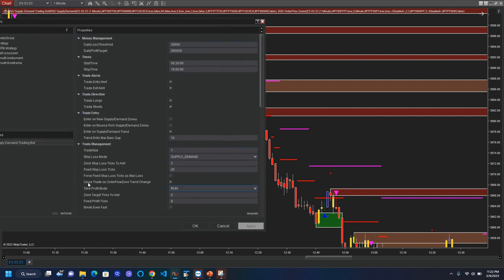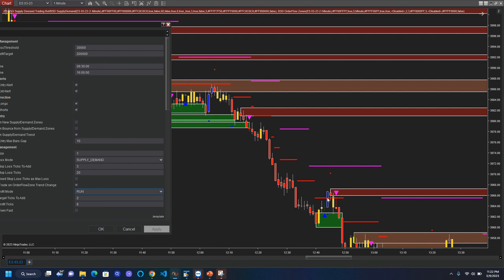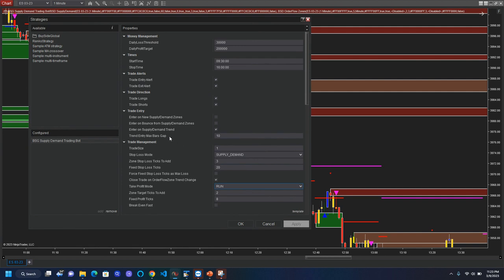If we go back to here, close trade on order flow zone trend change. If you combine target profit mode as run with this one, that means there will be no target set. You will just wait till the trend changes. If you are in a short trade, until you see the first blue candle. If you are in a long trade, you will be waiting until you see the first red candle. Just the opposite trend. All right, same way, we talked about the fixed one.